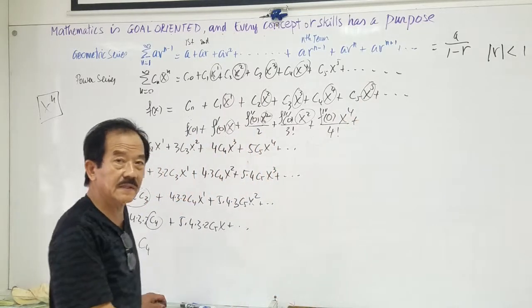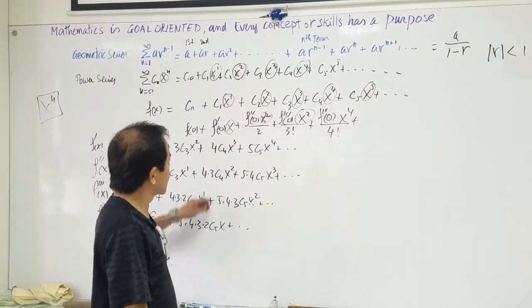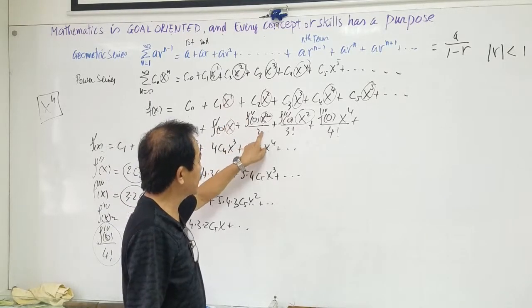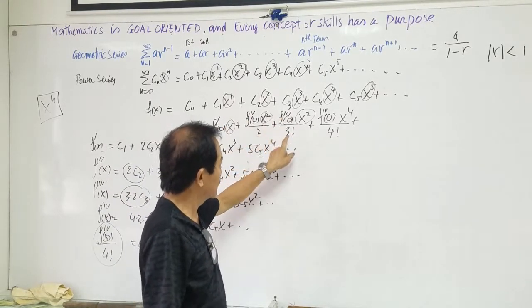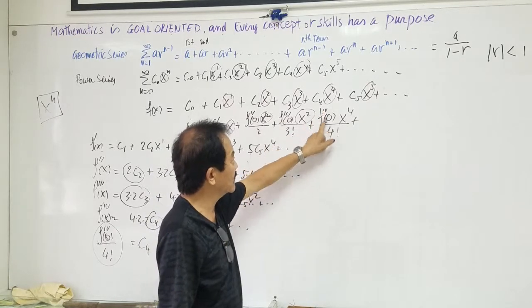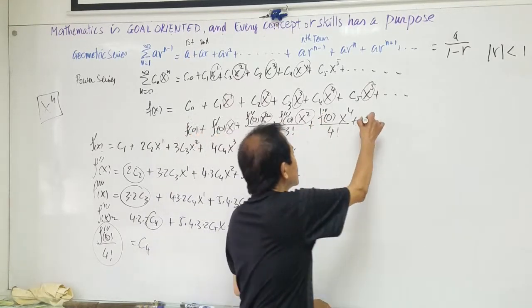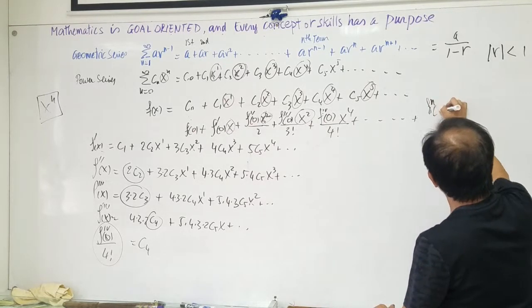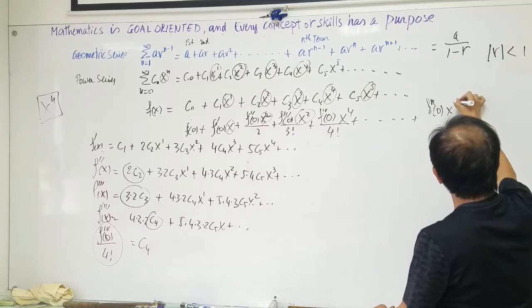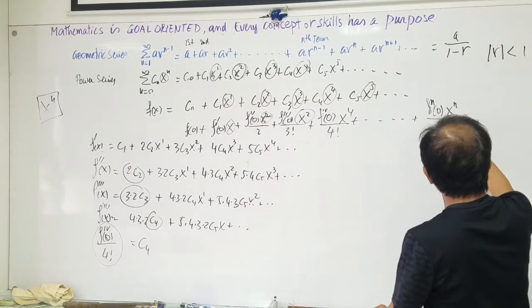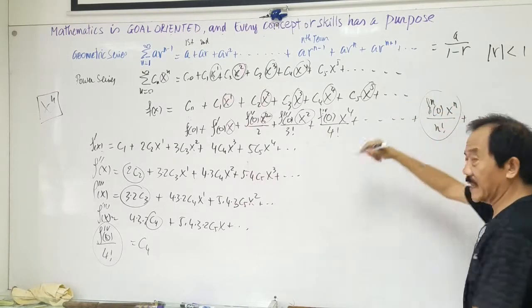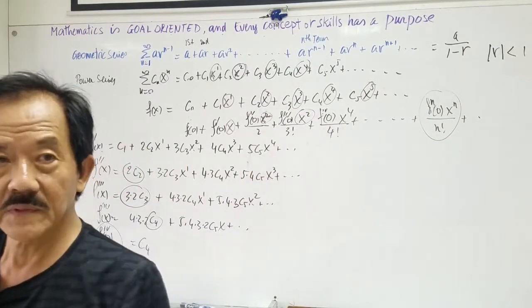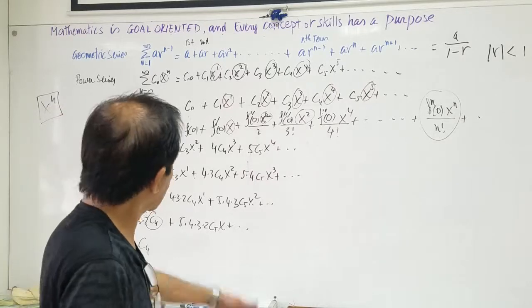Now we can see clearly, we see the pattern, right? The first derivative over 1 factorial, the second derivative over 2 factorial, the third derivative over 3 factorial, and the fourth derivative over 4 factorial. In general, if you keep doing this, you have the nth derivative of 0, x to the n power over n factorial. That is the nth power term. That is the n minus 1 term. So in general it looks like that.